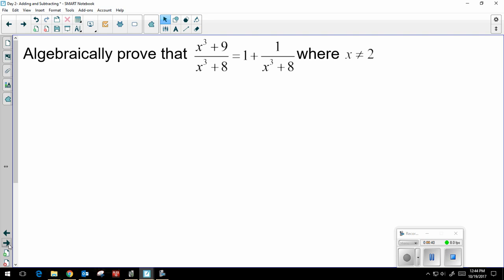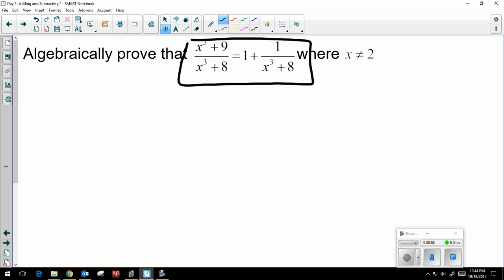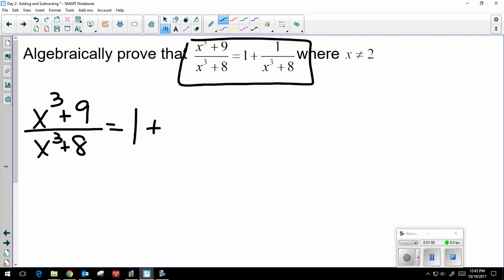Algebraically prove that x cubed plus 9 over x cubed plus 8 is equal to 1 plus 1 over x cubed plus 8, where x does not equal 2. So we don't need to worry about that x does not equal 2. We want to worry about this piece here. And I want to prove that the left side equals the right side. So x cubed plus 9 over x cubed plus 8 is equal to 1 plus 1 over x cubed plus 8. I'm only working with one side.